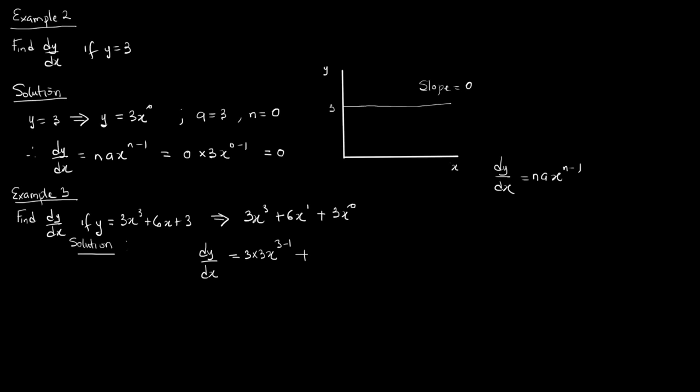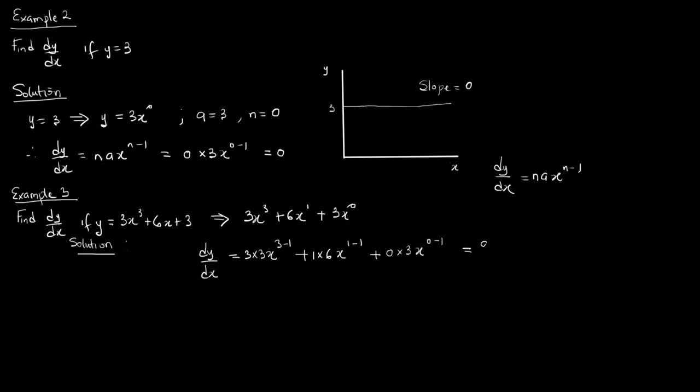Plus, where we have 6x raised to power 1, it's going to be again 1 times 6x raised to power 1 minus 1. Plus, we're going to have 0 times 3x raised to power 0 minus 1, just like the previous one we did before. Excellent. So if we do this correctly, what are we going to get?